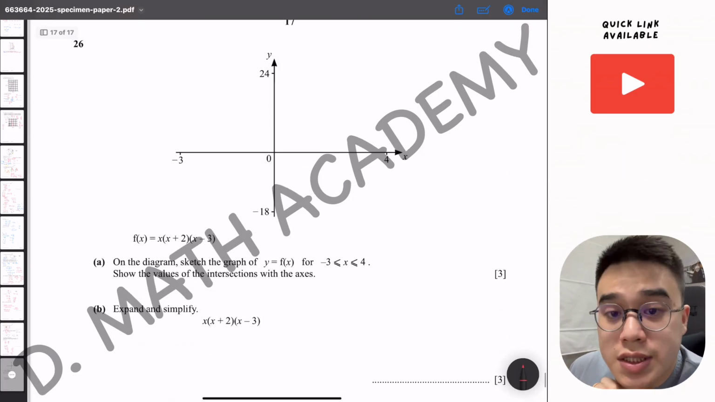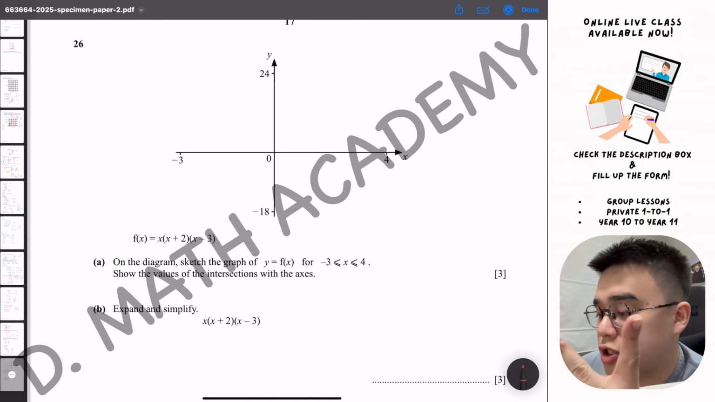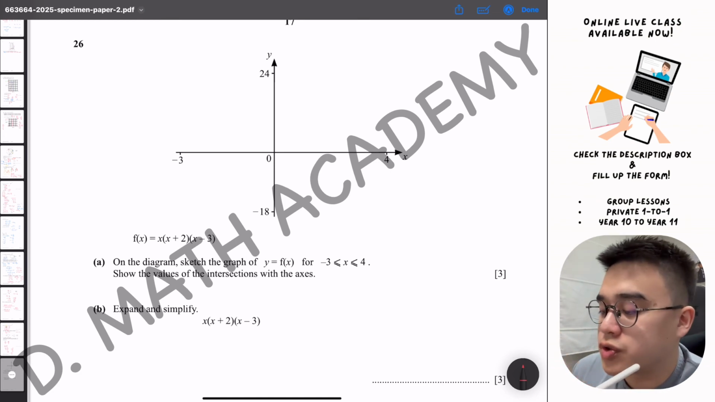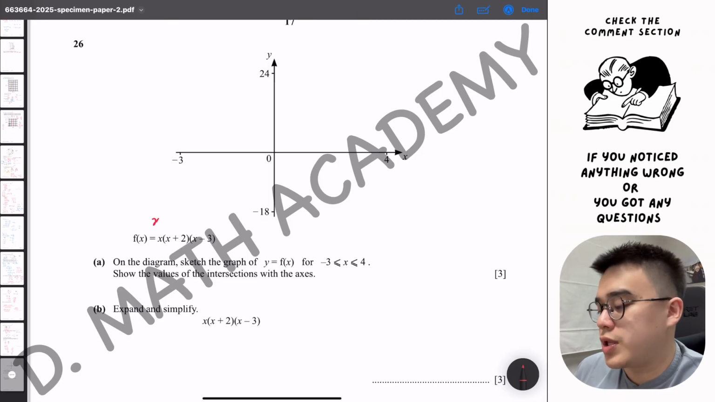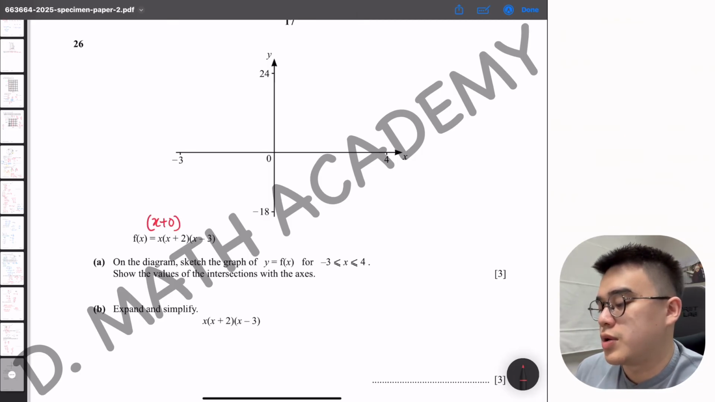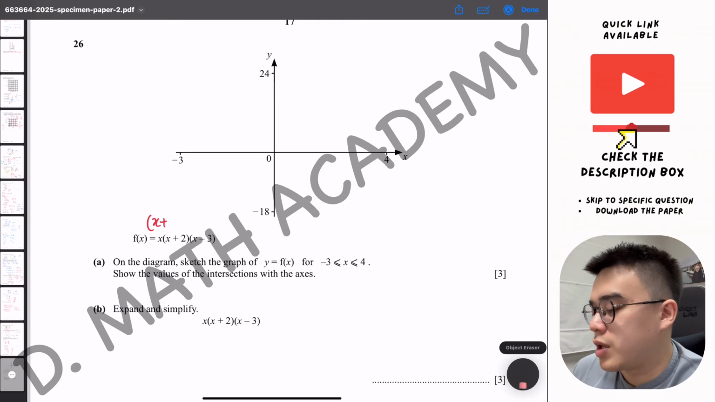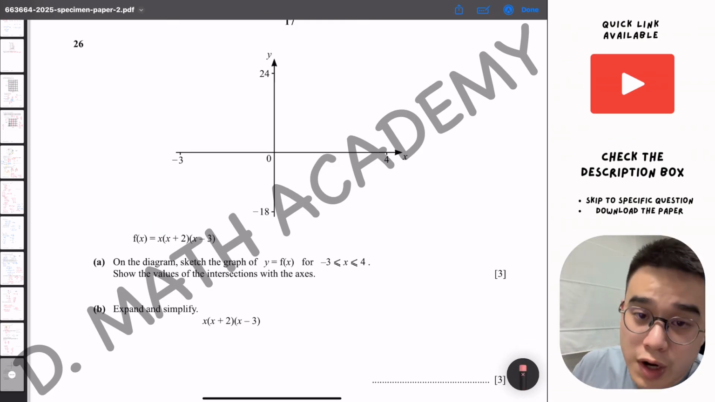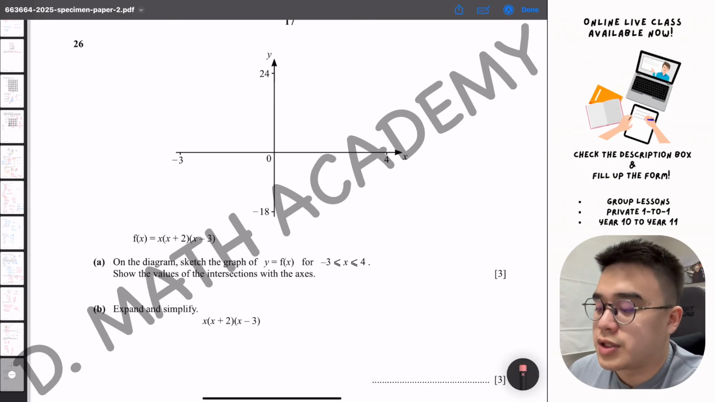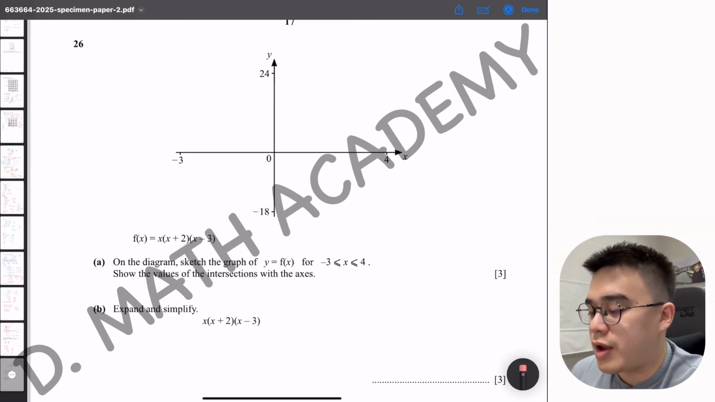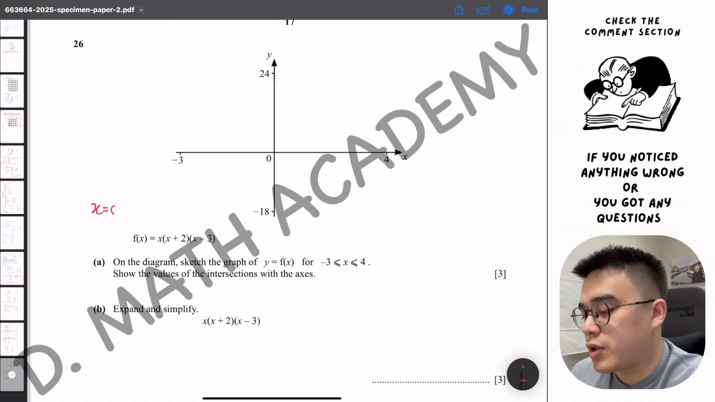Question 26. Okay, so last two questions now. So first one, they asked us to draw a cubic graph. Please take note that this one here is actually x plus 0. If you don't want, you can choose not to write it at all. So what are the reminders on this question? Each of the brackets that you have here will now be equated to 0.